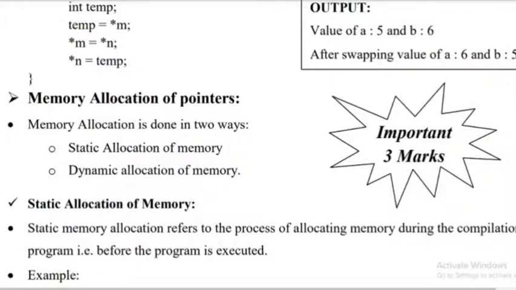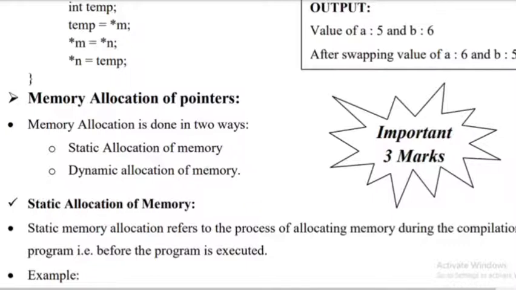Next topic, that is memory allocation of a pointer. As you all know, while working with any variable, first we need to declare or define the variable. Then only will the compiler allocate some memory space for that variable. Then we can access it or do some kind of work with that variable.